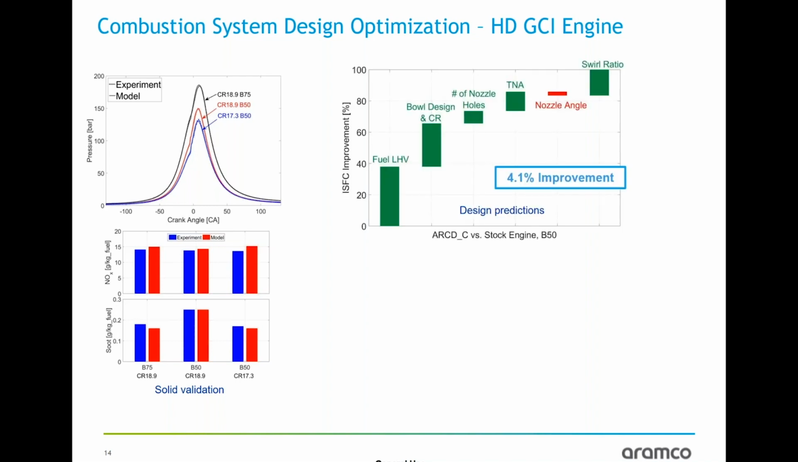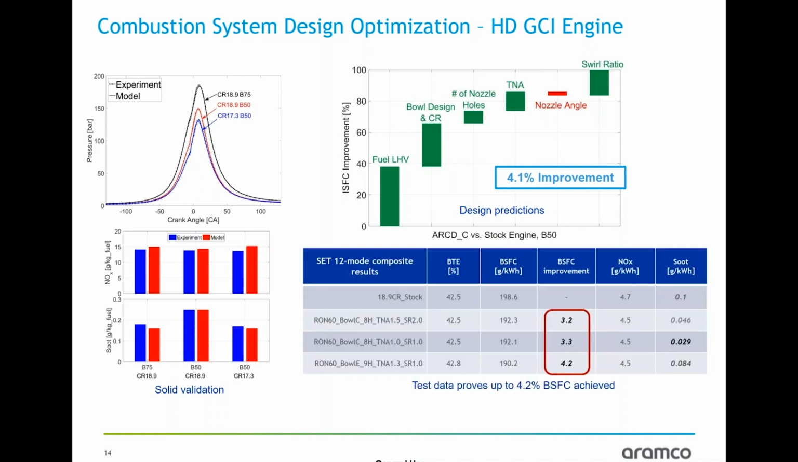Then following the process, that's the fuel consumption improvement we got from the simulation, right? Up to 4.1% ISFC improvement at one operating condition. This bar chart shows the improvement from different design parameters. Then finally, we got all the hardware and put it in the engine for testing. So this is what we got: up to 4.2% BSFC improvement from the experiments. So it's really encouraging results.